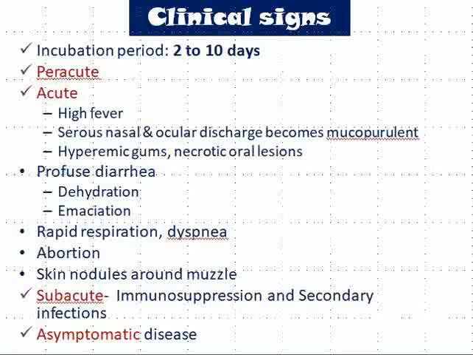Acute cases can be seen when PPR first occurs in naive populations. Those animals which have never been exposed to PPR virus, such a population is called a naive population, and it is characterized by sudden death. Most cases of PPR are acute in nature. The characteristic signs are high fever with serous nasal and ocular discharge that may become mucopurulent over time. Matting is common around the eyes and the nose may become obstructed.